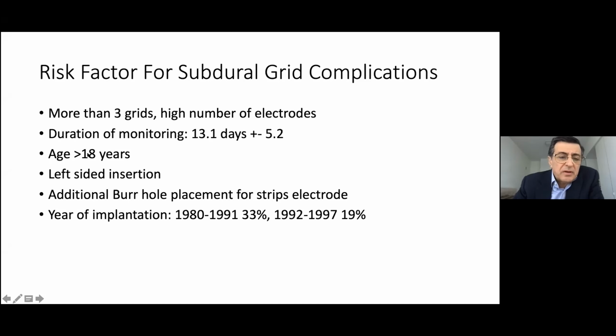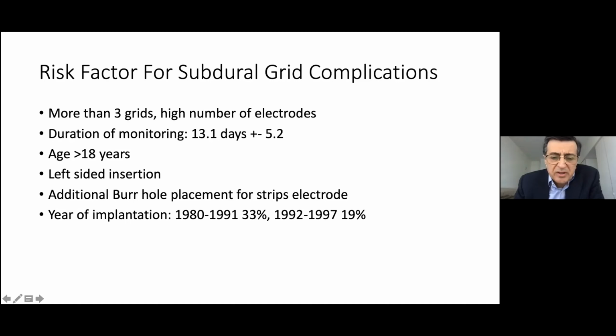Children did much better than adults in complication. Complications were noted almost exclusively in adults. Left side insertion led to decreased consciousness, paresis, etc., as compared to right side insertion. An additional burr hole placement for strip electrode was associated with high risk of complication, and year of implantation, as we discussed, 33% versus 19% of complication.